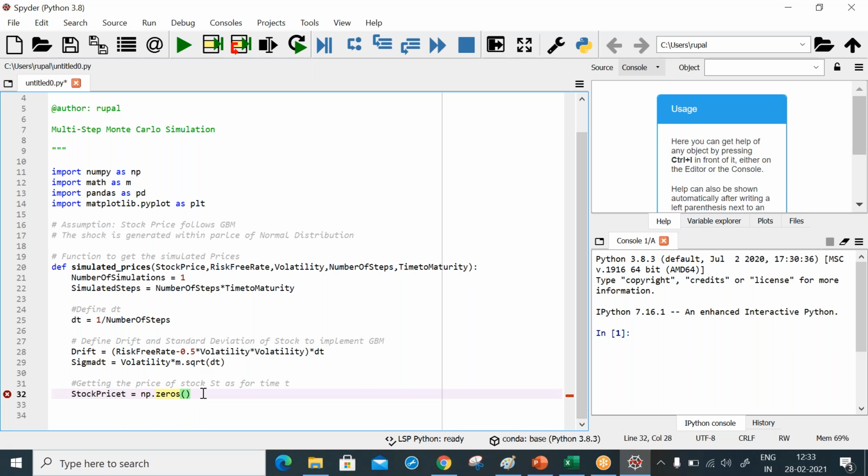np.zeros means we are trying to create a matrix of stock prices from whatever we have implemented, with a number of rows and a number of columns. So what will be the shape? The shape is the number of simulated steps that we are going to use, comma, number of simulations. Okay.